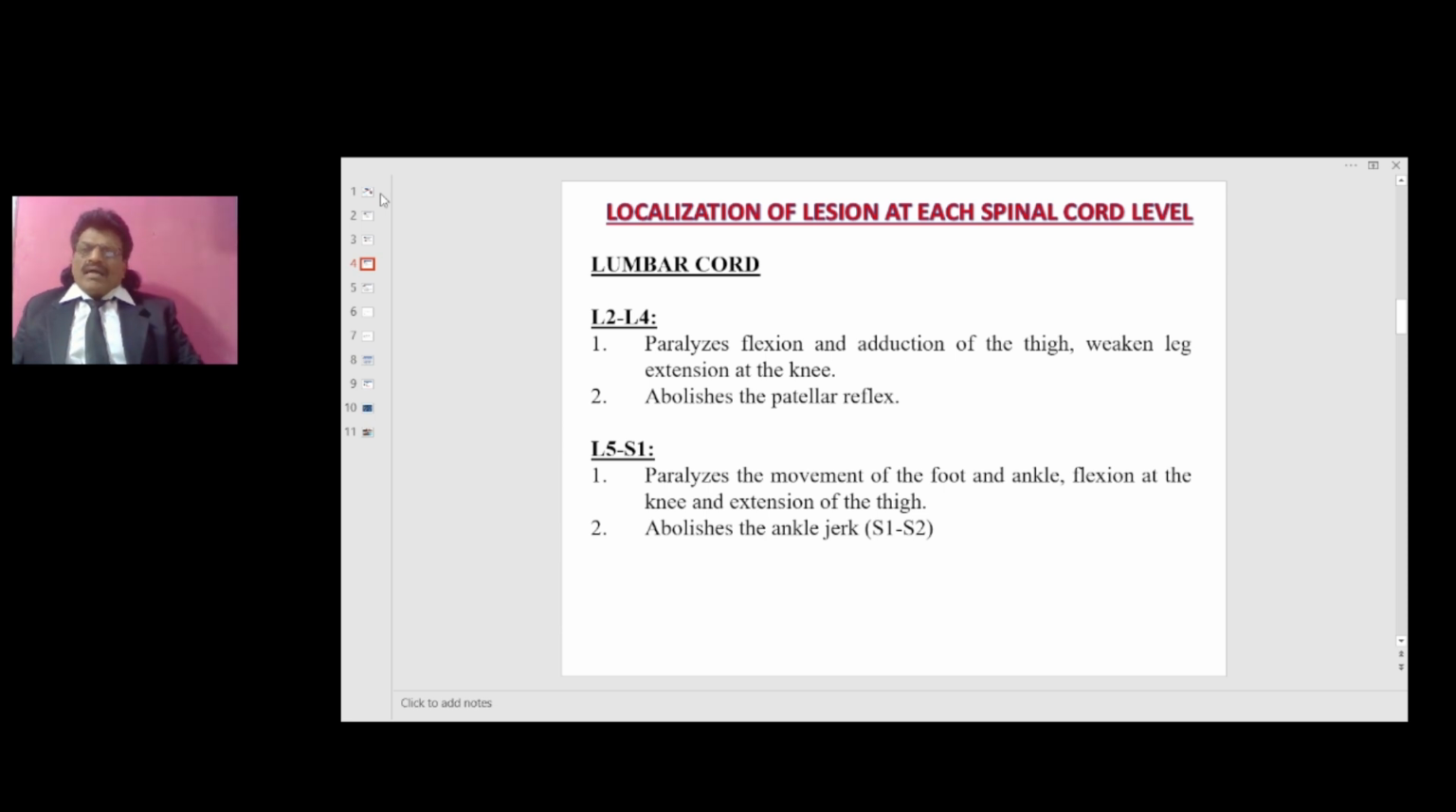Lumbar cord: L2, L4 and L5, S1. So what happens when there is a lesion at L2, L4 level? It paralyzes flexion and adduction of the thigh, weakens leg extension at the knee, and the deep tendon jerk which gets affected is the patellar reflex. So it abolishes the patellar reflex. L5, S1: it paralyzes the movements of the foot and ankle, flexion of the knee and extension of the thigh. It abolishes the ankle jerk, S1, S2.